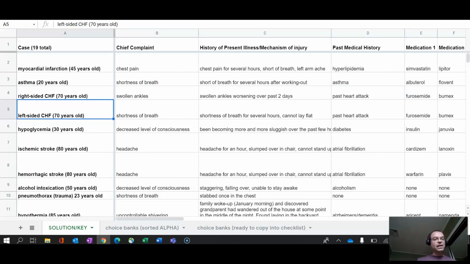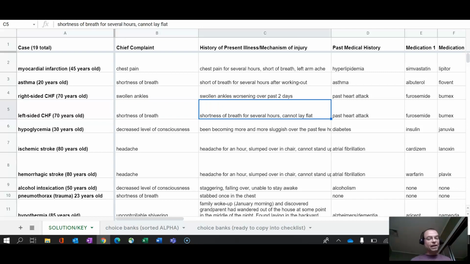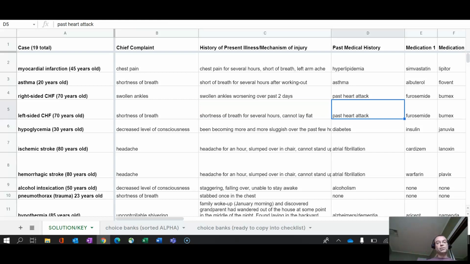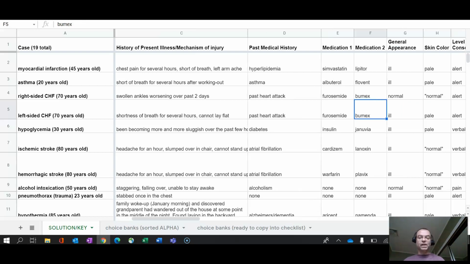Versus the left-sided CHF patient, who is complaining of shortness of breath, short of breath for a couple hours, can't lay flat, so orthopnea. Again, past medical history of a heart attack, again also on Lasix and Bumex, both diuretics, but this patient is ill. All right, so how do I take all this and how do I have a student build their case study from scratch? Well, it's not really from scratch. So what I do is I provide them with a fixed price or a prefix menu, and I'll show you that in just a couple minutes. Just bear with me here.